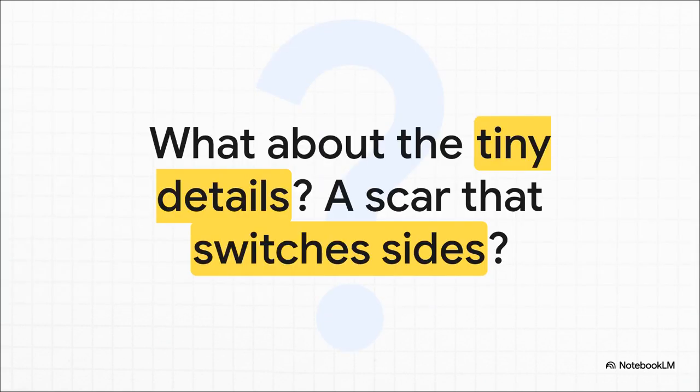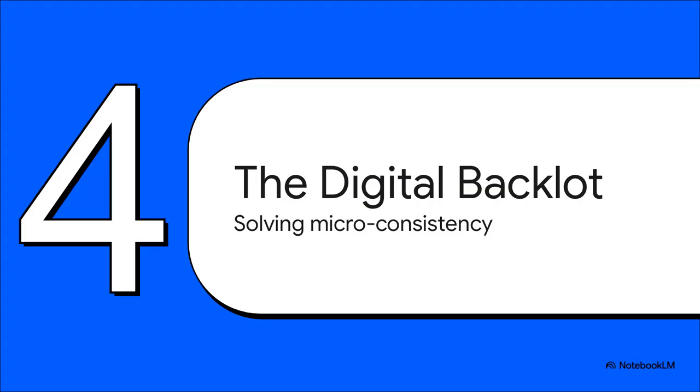Okay, that's great for the big picture. But what about all those tiny, maddening details? We can keep the same character model, sure, but what about the intricate lace pattern on her wedding dress? What about that scar that stays on the right cheek but keeps changing its shape? Those little things can still completely break the illusion. The answer to this problem is a really, really cool concept they call the digital backlot.